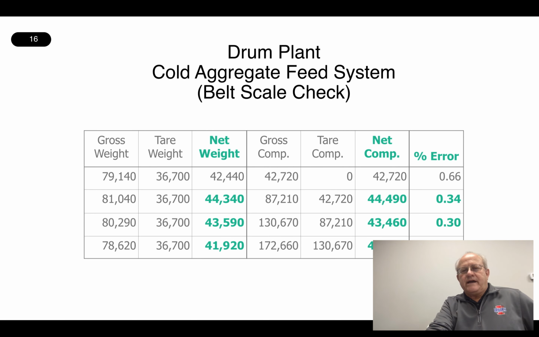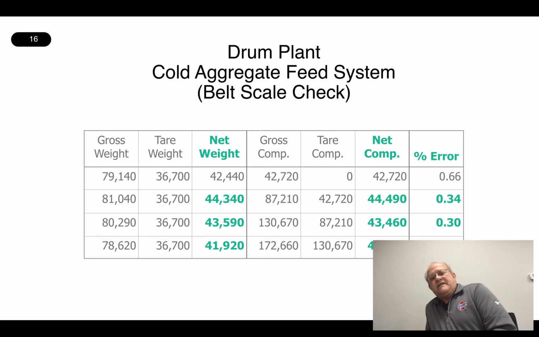Did it 3 more times. And as you can see here, they use the same tare weight every time for the truck, 36,700 pounds. In the gross computer, they kept accumulating, so you had to go down to where the net computer is and see how much the computer actually thought it put in.